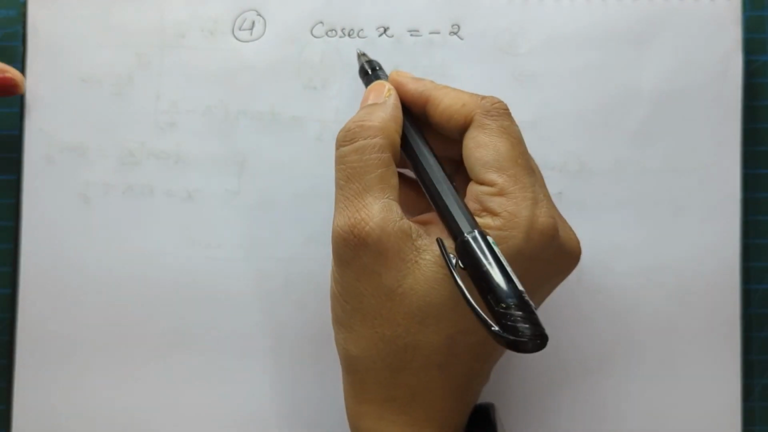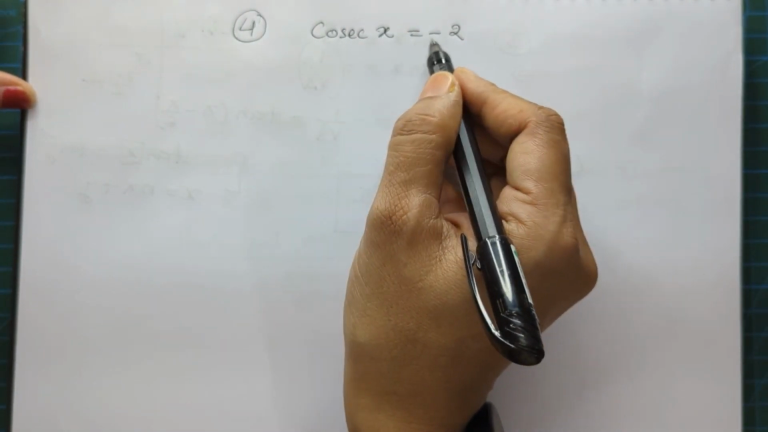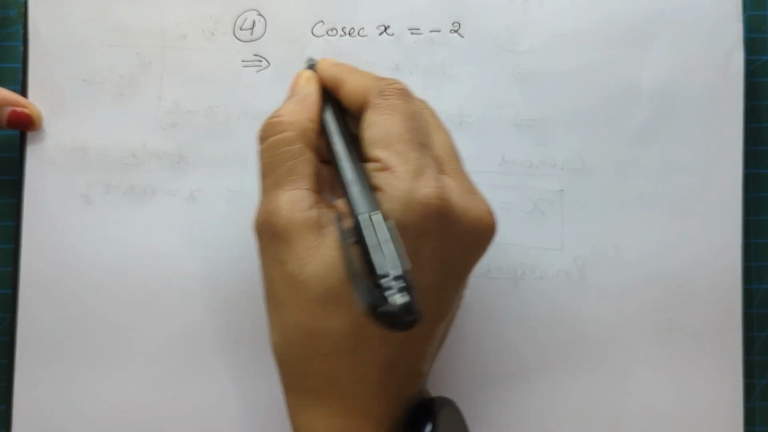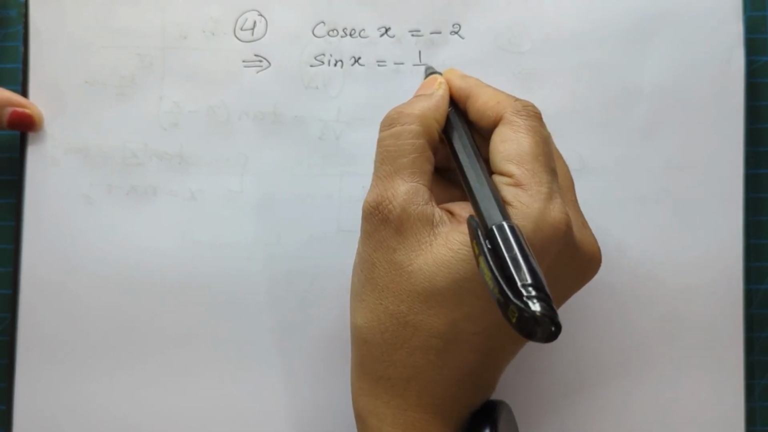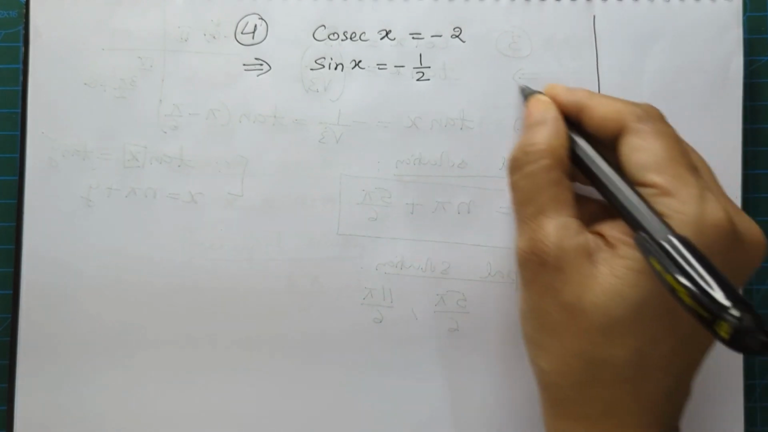The fourth question is, we have to find the general solution and principal solution of cosec x is negative 2. Since we know that cosec is 1 by sine, we can write this as sine x is negative 1 by 2. So sine of an angle is negative. Sine is negative in which quadrant?